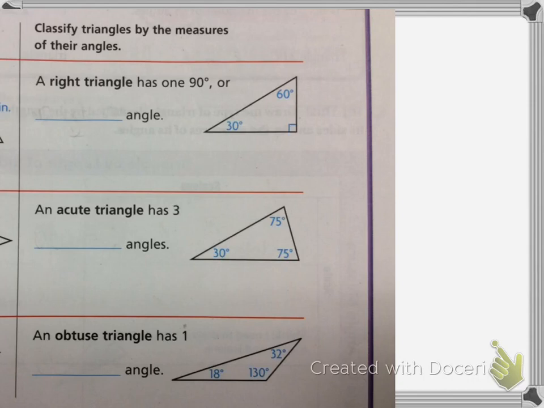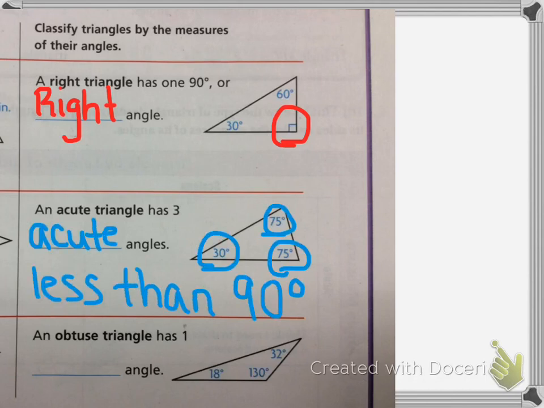The other way we can classify triangles is by using their angles. The first way is if it is a right angle. Right triangles have one 90-degree or right angle. That one's pretty easy to remember. An acute triangle has 3 acute angles, or angles that are less than 90 degrees. You see here, this one has 30 degrees, 75 degrees, and 75 degrees. All of these angles are less than 90.